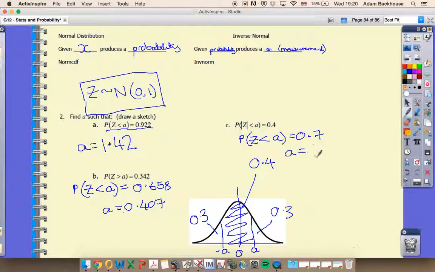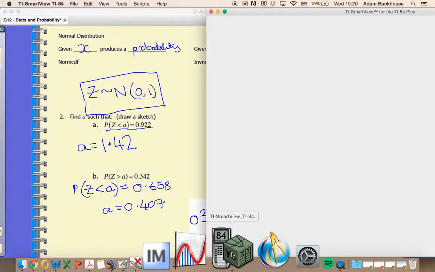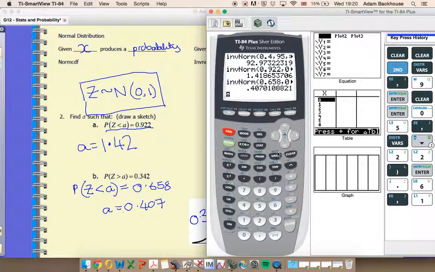So what is a? Back to our inverse normal function. So 0.7 is my area, my mean is 0, my standard deviation is 1. And we get 0.524.